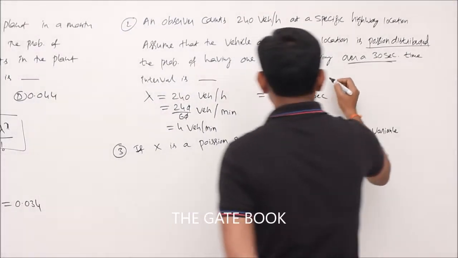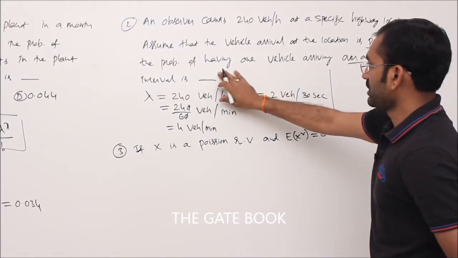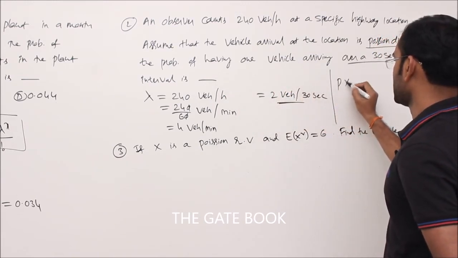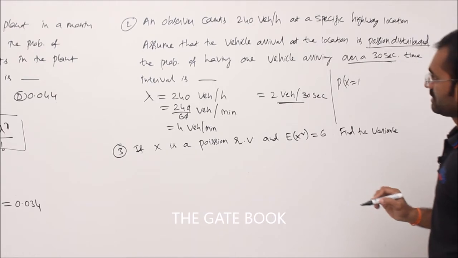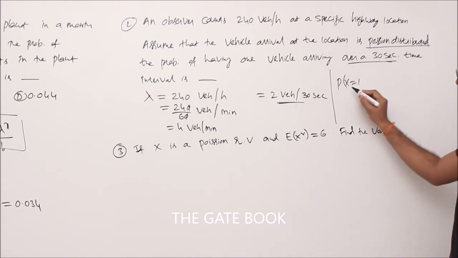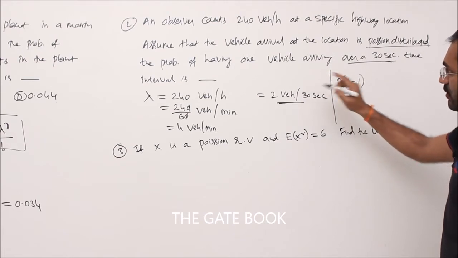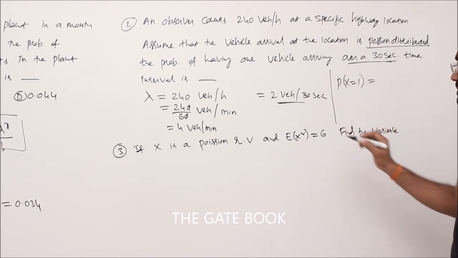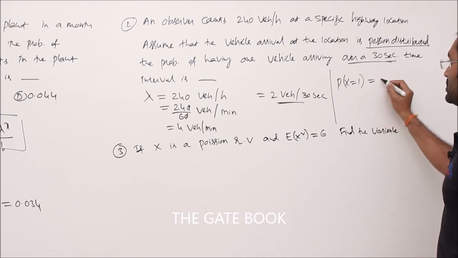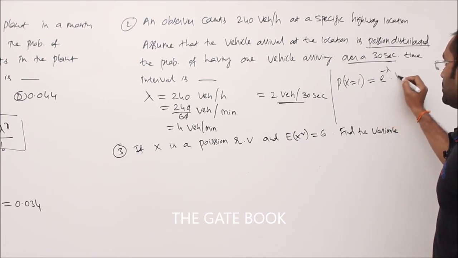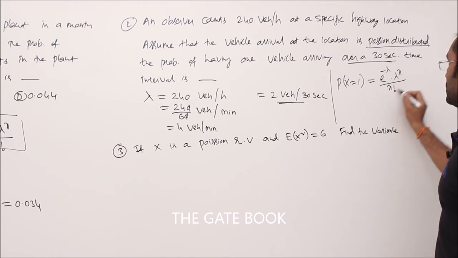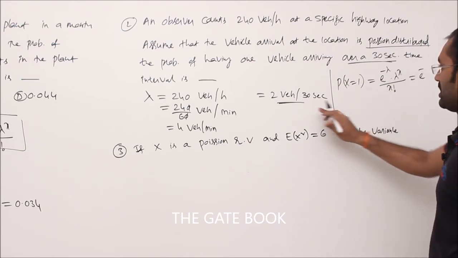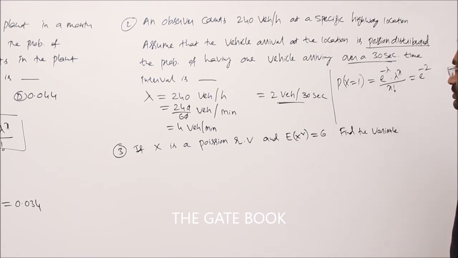Now we require the probability of having one vehicle arriving, which means P of x is equal to 1. So a vehicle arriving is here a success. So P of x value 1. We require only one vehicle arriving. So using the PMF of Poisson distribution, e power minus lambda, lambda power x by x factorial. So e power minus lambda, where lambda value 2 is 2 vehicles per 30 seconds, into 2 power x value 1 by 1 factorial.